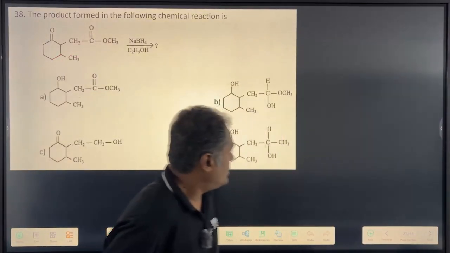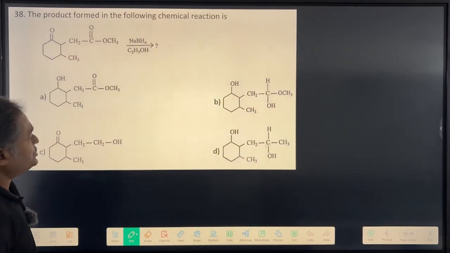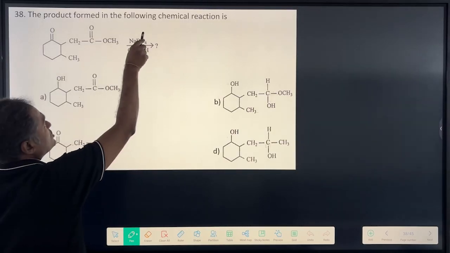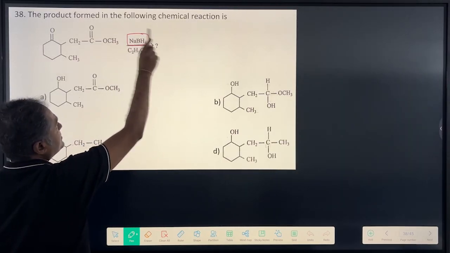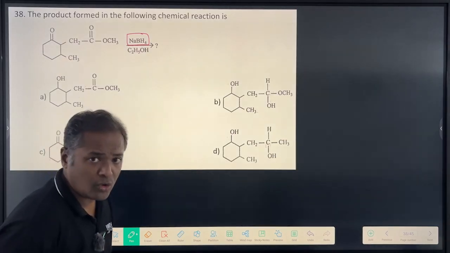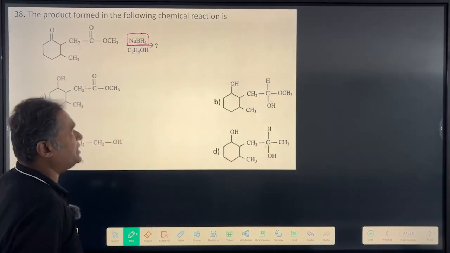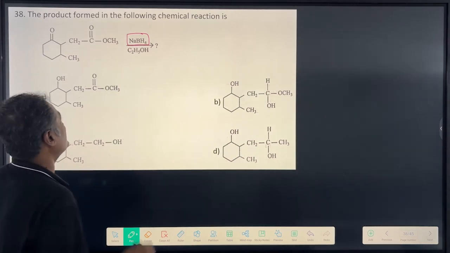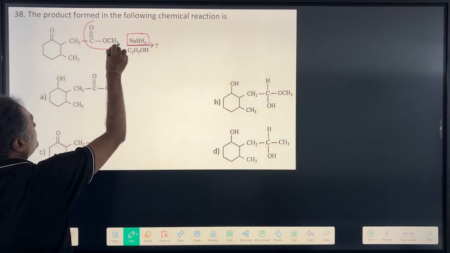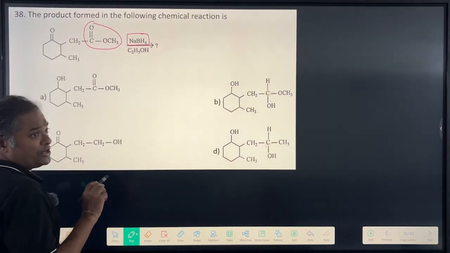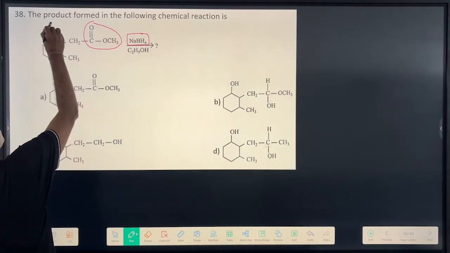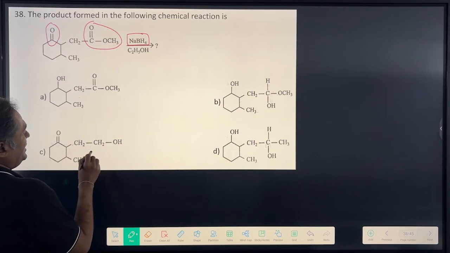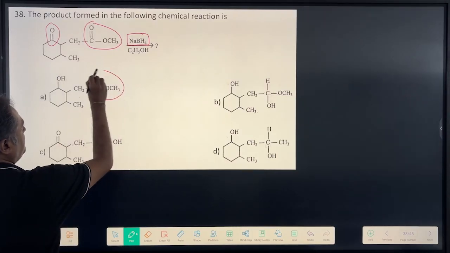Okay, we have the next question here, child, which you can see very clearly. We have sodium borohydride. Child, we know that sodium borohydride can reduce aldehyde and ketone groups but cannot reduce an ester. So this ester group will remain unaffected, it will not change. But your ketone group will get converted to an alcohol.